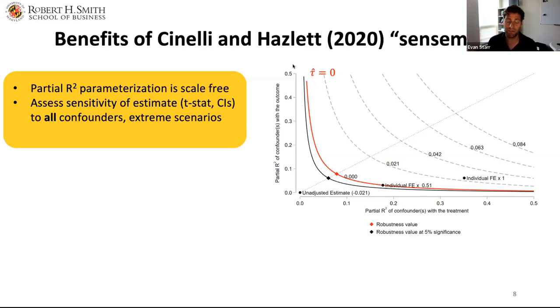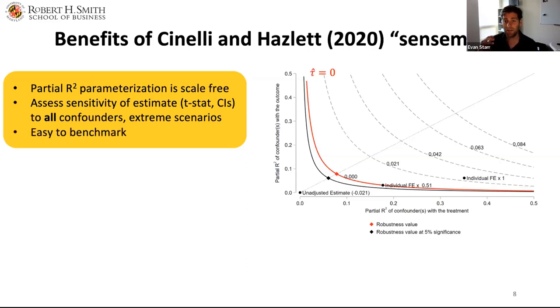So this axis doesn't go all the way up to one right here, but imagine it went all the way up to one. That point at the very top, where it goes all the way up to one, would mean that the partial R squared of your confounder with the treatment would only have to explain, in this case, about 1% of your treatment in order to kill your result. Okay, you can do a lot just with a simple graph.